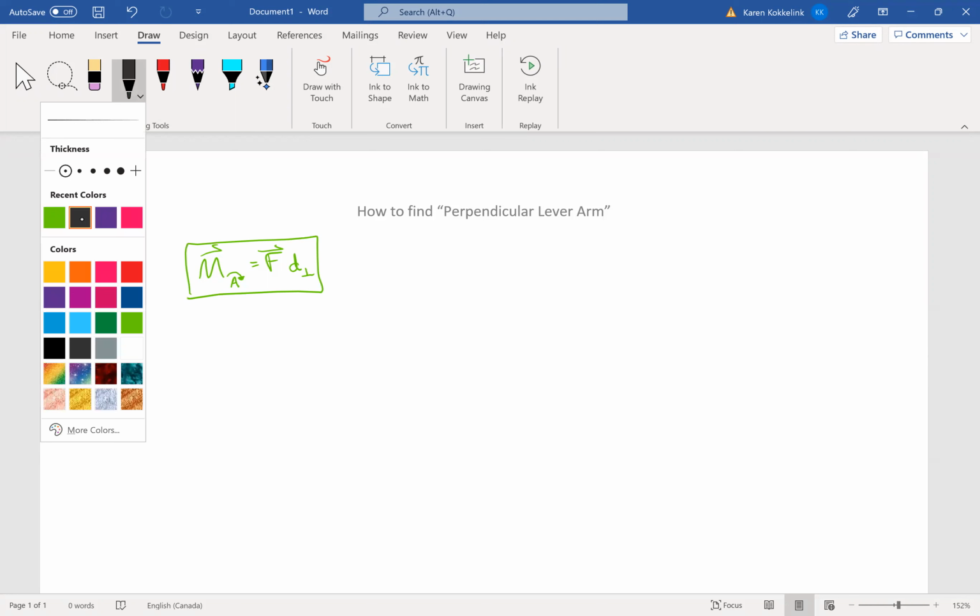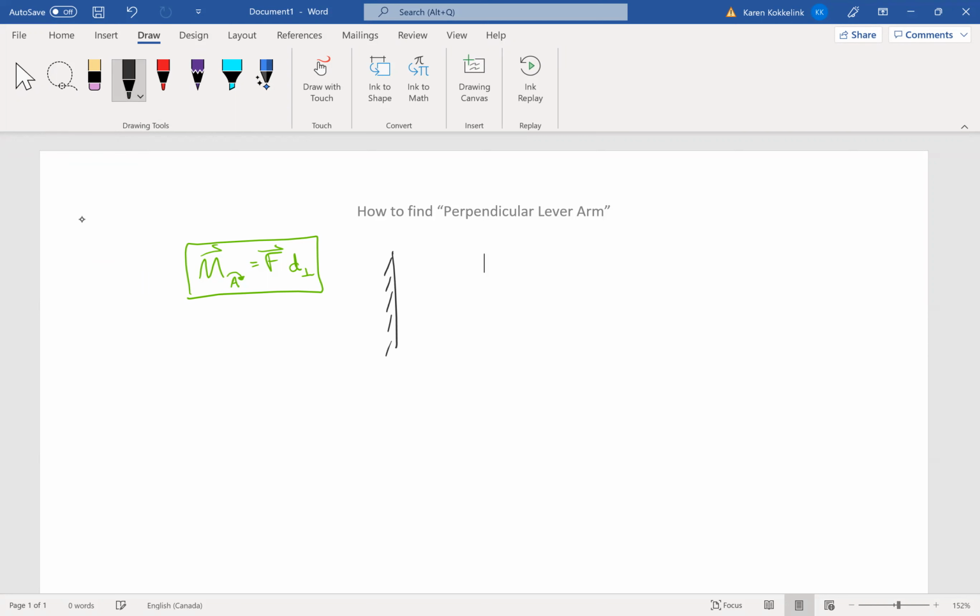So that's the formula that we need to work with. The question is, how do you find that perpendicular distance? We know how to multiply F times D, but we don't know how to find D, that perpendicular distance. And the answer is, well, it depends. It depends on the shape.